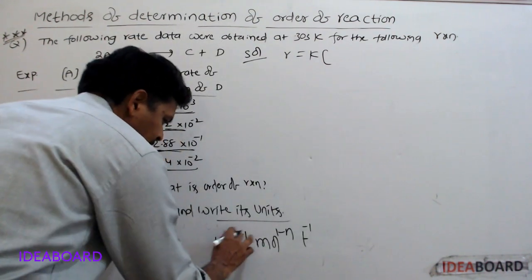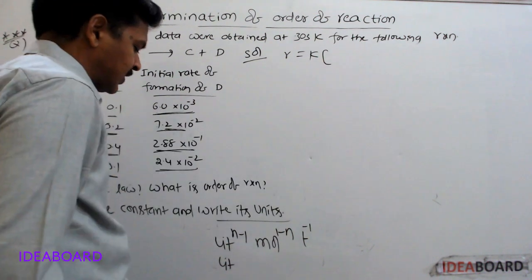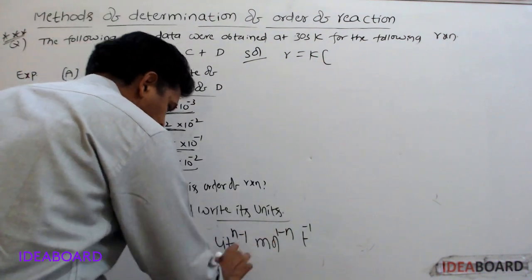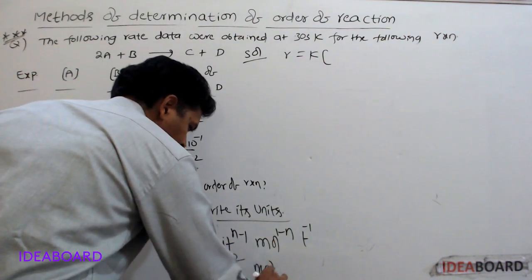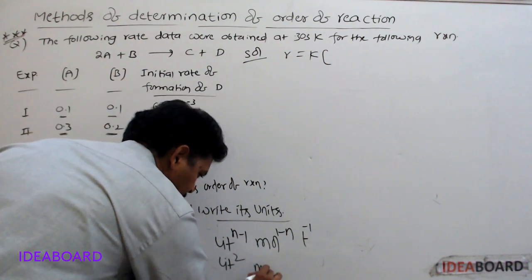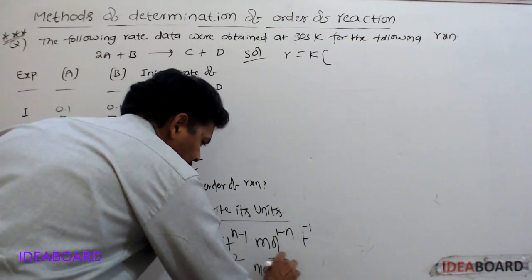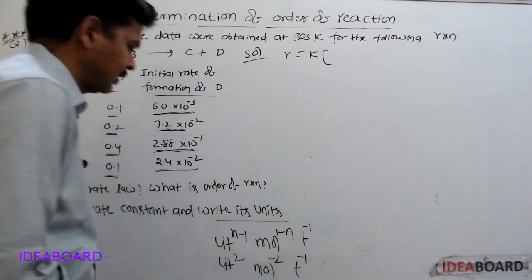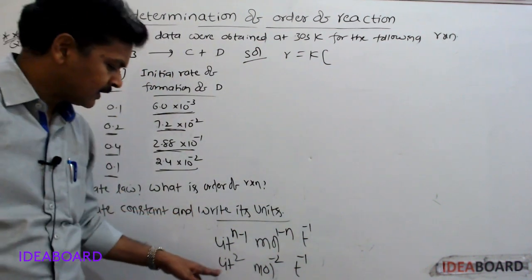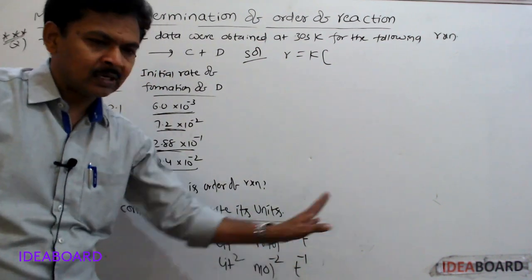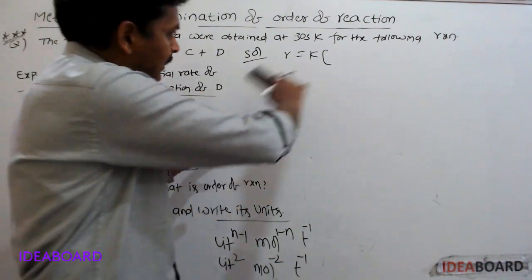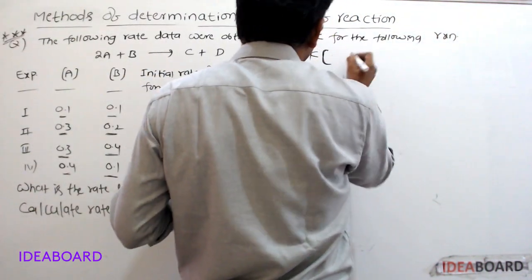Given reaction is third order reaction. So liter power 3 minus 1, that is liter square, mole power 1 minus 3, that is minus 2, time inverse. So units of rate constant are liter square, mole power minus 2, time inverse. Same problem we can solve in a different method also.